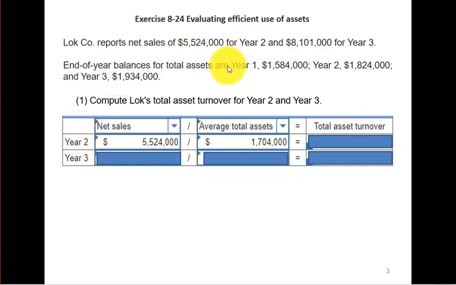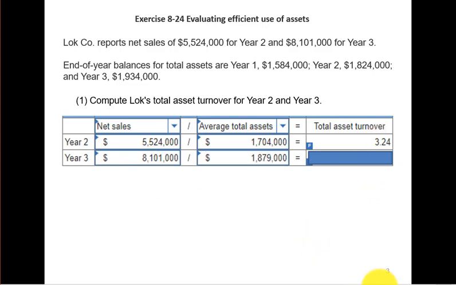Now, if we're looking to compute year 2's asset turnover, then we're going to use the end of year 1 assets, which would be $1,584,000, and the end of year 2's, because the end of year 1 is the same thing as the beginning of year 2. So $1.5 million plus $1.8 million added together, divided by 2, you should get 1.704, which looks like 1.75 million. Divide that into the net sales to get an asset turnover of 3.24.